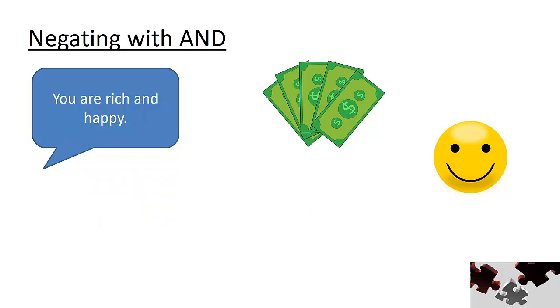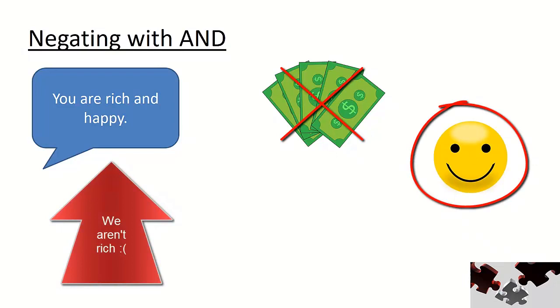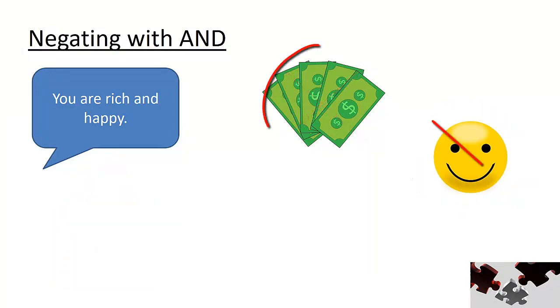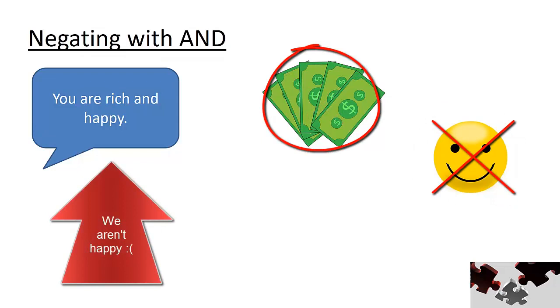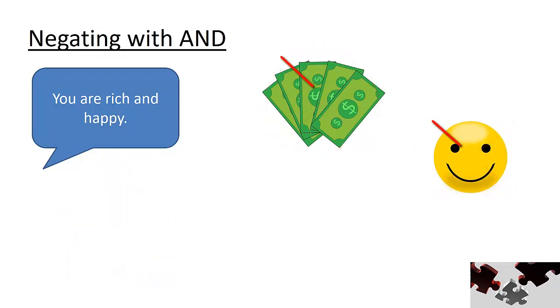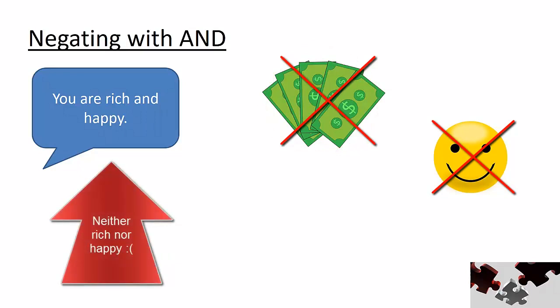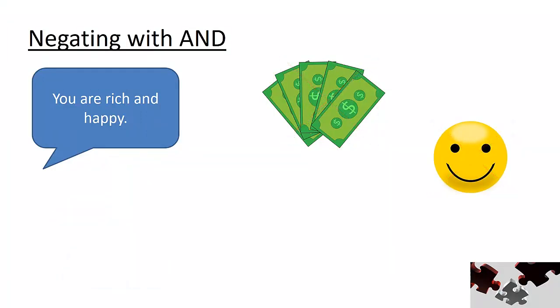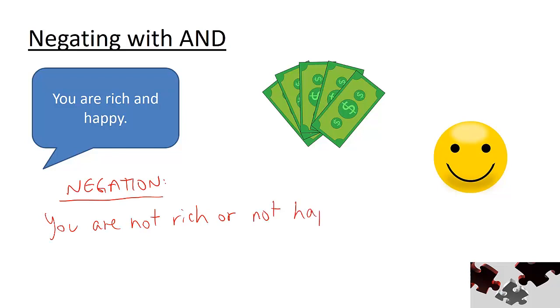Next, let's look at the statement you are rich and happy. And let's assume that we believe this statement. We are content in life if we are both rich and happy. When would we not be content? Well, if we are not rich but we are happy, this is not good. If we're not happy but we're rich, this is also not good. And if we're not rich and not happy, well, this is doubly no good. So to cover all the possibilities, we would use the following statement: you are not rich or not happy. Would you be able to summarize how we got our negated statement?